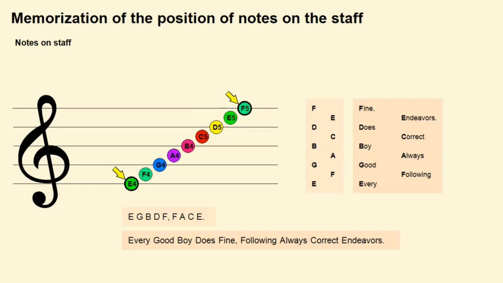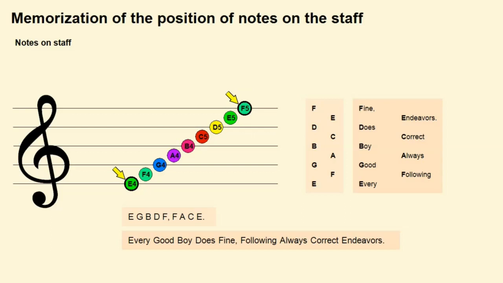To identify notes on the staff, you can proceed as follows. If it is a note located on a line, go down to the reference note E4 and then go up 2 by 2 while reciting the sequence E, G, B, until you reach the indicated position.